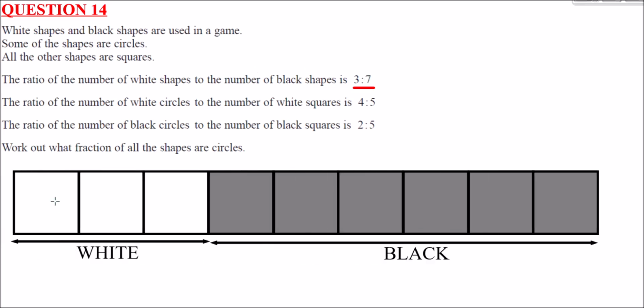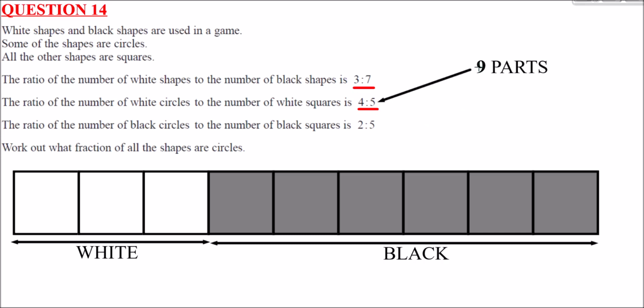So you've got something like this, 3 squares of white to 7 squares of black. The next thing we're told is a ratio of white circles to white squares. So this is just talking about the white shapes, so we're just looking at these 3 blocks here. But the ratio of white circles to white squares is 4:5. 4 lots of white circles to 5 lots of white squares. That's 9 parts in total, but I've only got 3 blocks here.